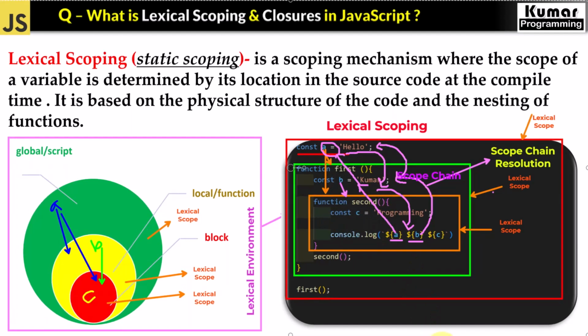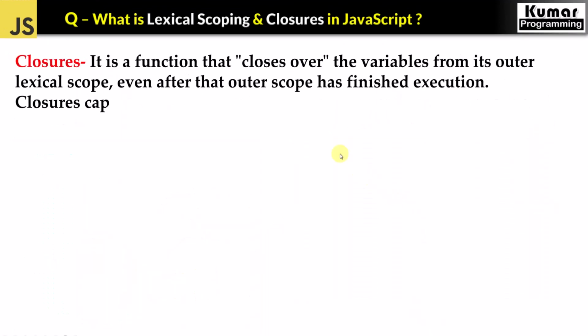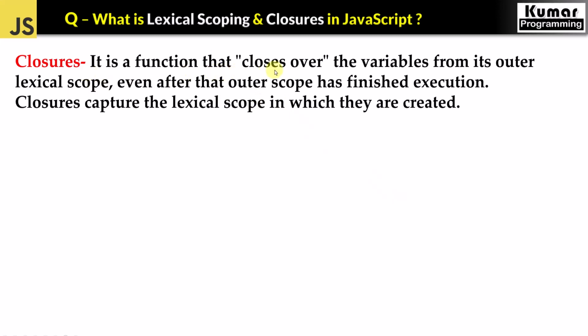Now let's further understand closures. Closures are very important when we are working with design patterns and when we require state management. First of all, what is a closure? A closure is a function that closes over the variables from its outer lexical scope, even after the outer scope has finished execution, and closures capture the lexical scope in which they are created. What does it mean? Basically, closures are functions which use the outer lexical scope. Or we can say when we declare a function inside a function which uses the scope of its parent lexical scope, it is known as a closure.